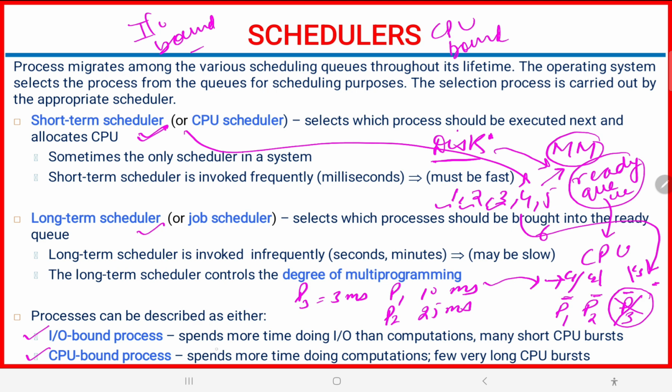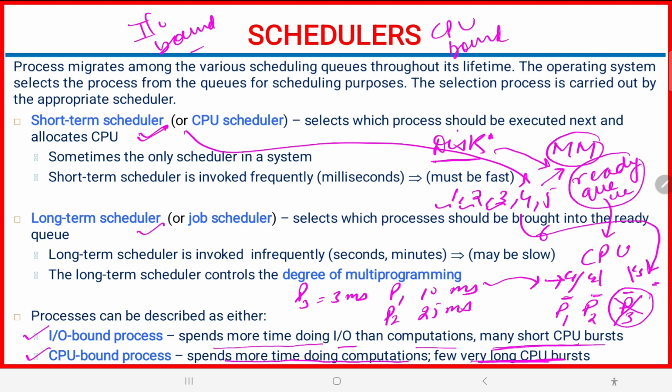The IO bound processes are those which spend more of their time doing some IO activity rather than computations. That means their CPU bursts are small, meaning they need the CPU for only a small period of time. Similarly, CPU bound processes spend more time doing computations rather than spending time with IO. So they have long CPU bursts.